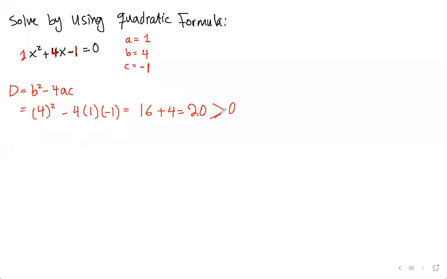This means it is a positive number. This means this quadratic equation is going to give me two distinct solutions. So x equal, by using the quadratic formula, minus b plus or minus the square root of the discriminant d, over 2a. Makes sense?